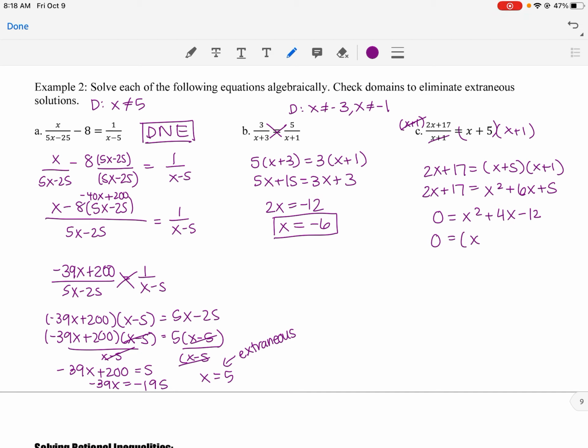So now this factors to x plus 6, x minus 2. So x equals negative 6 and a positive 2. Okay, the only thing you have to do is check to make sure it's non-extraneous. So the only restriction we have at the beginning is from the left side where the denominator, x plus 1 equals 0, so x cannot be negative 1. So therefore, both these answers work.